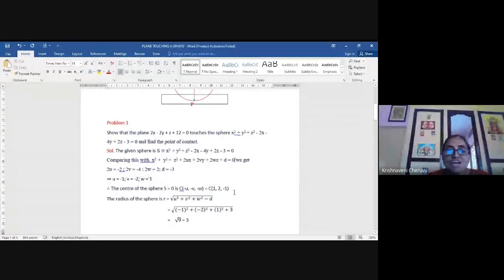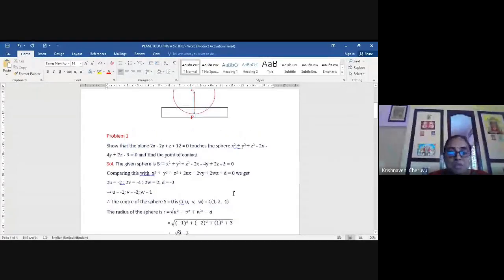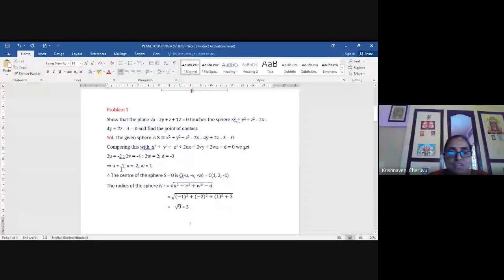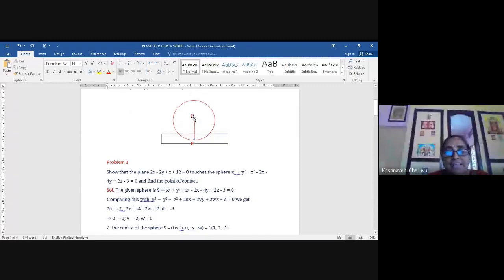After getting the center, you have to find out the radius of the sphere using this formula: square root of u square plus v square plus w square minus d. U is minus 1, so u square is minus 1 square, v is minus 2 whole square, w is 1 square, minus d. Here d is minus 3, minus d is plus 3, so that you get the radius of the sphere as 3. In the figure, radius of the sphere is denoted by the line CP, so the distance CP is the radius of the sphere.